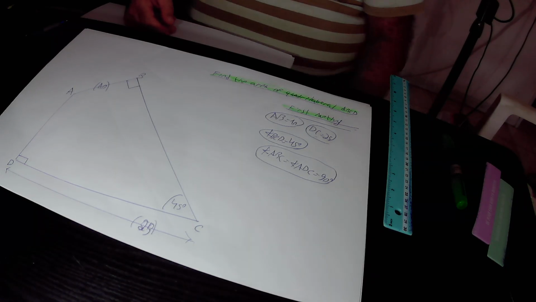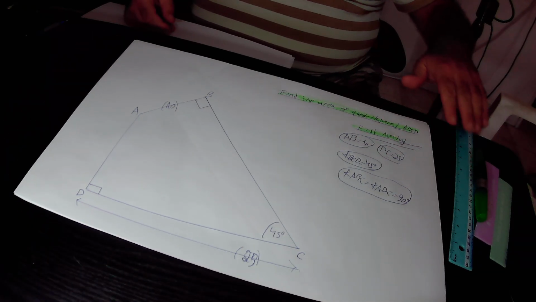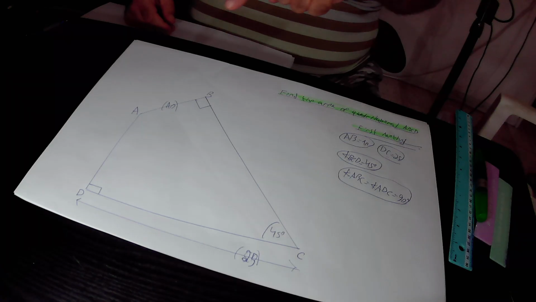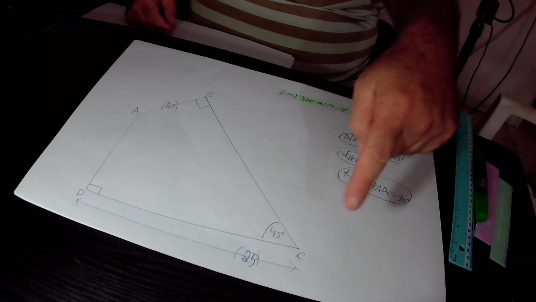In the second question, our task is to find out the area of this quadrilateral ABCD. So in the drawing we have quadrilateral ABCD.